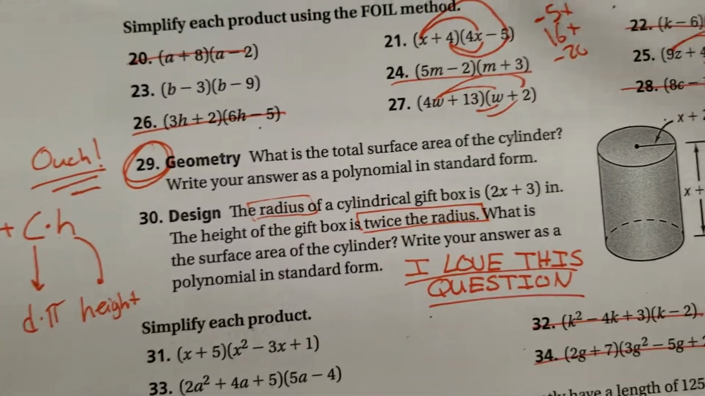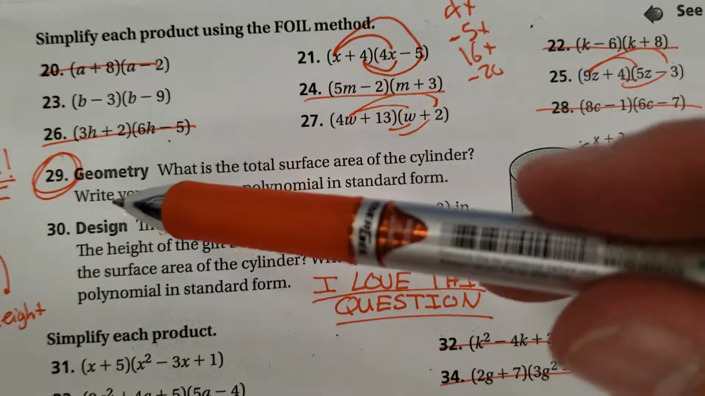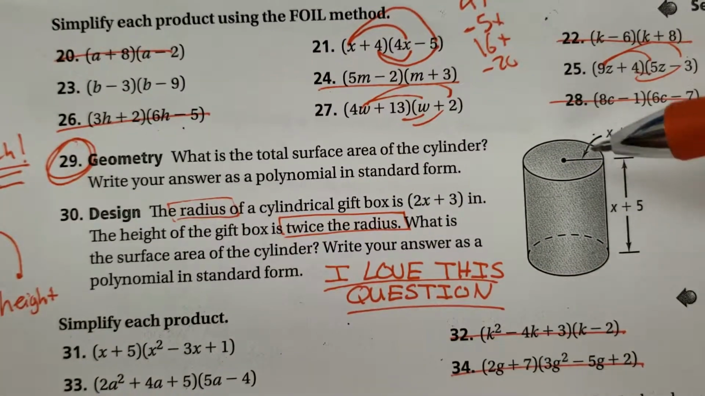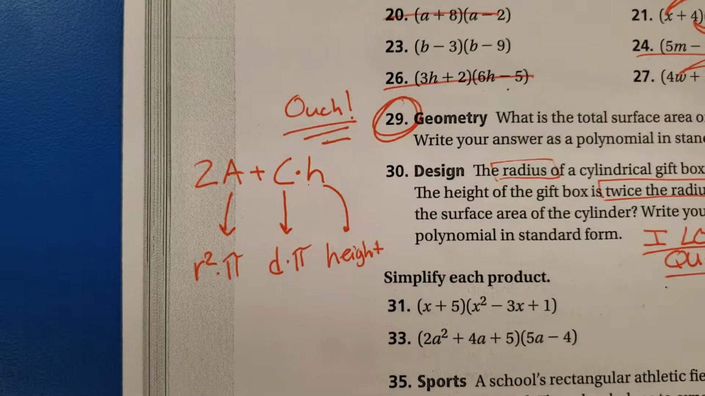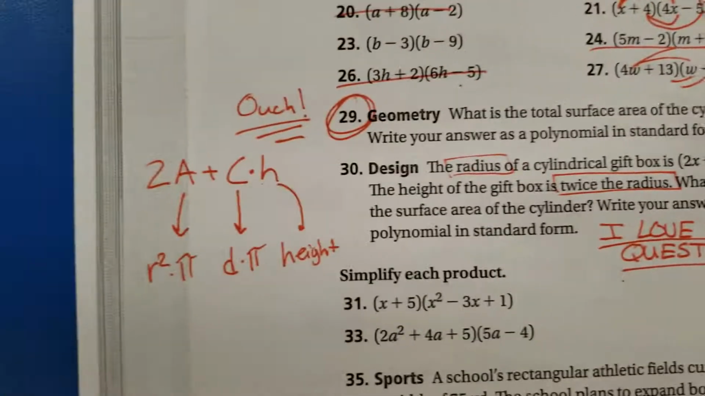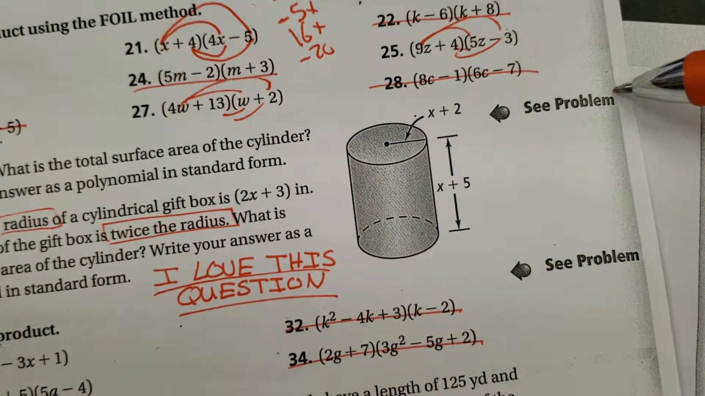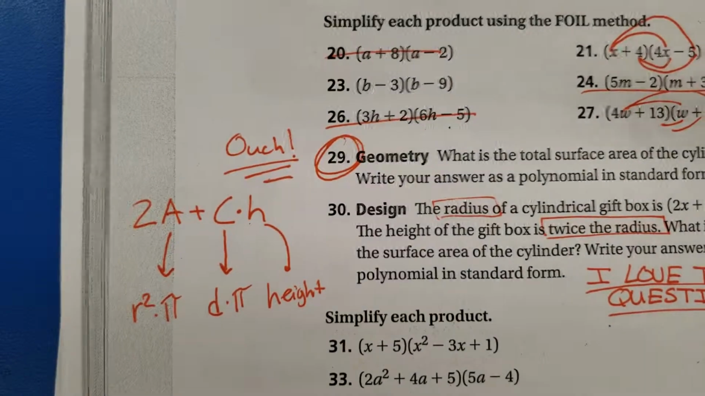These are scary questions. It says, what is the total surface area of this cylinder? Write your answer as a polynomial in standard form. Okay, gross. So you need some formulas, friends, on top of just them throwing this at you. I think this is based off an example. Does it say, oh yeah, see problem. What? Oh my gosh. So yeah, there's a problem like it in the book, but here's the overall picture of this one.